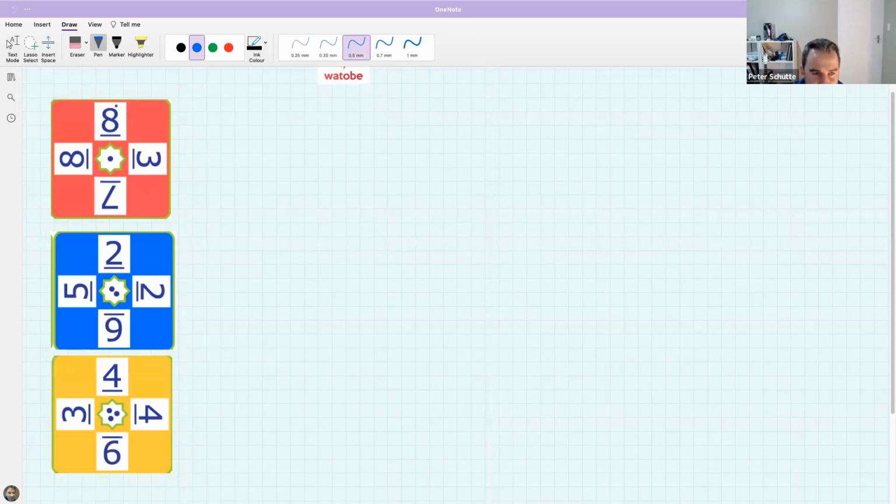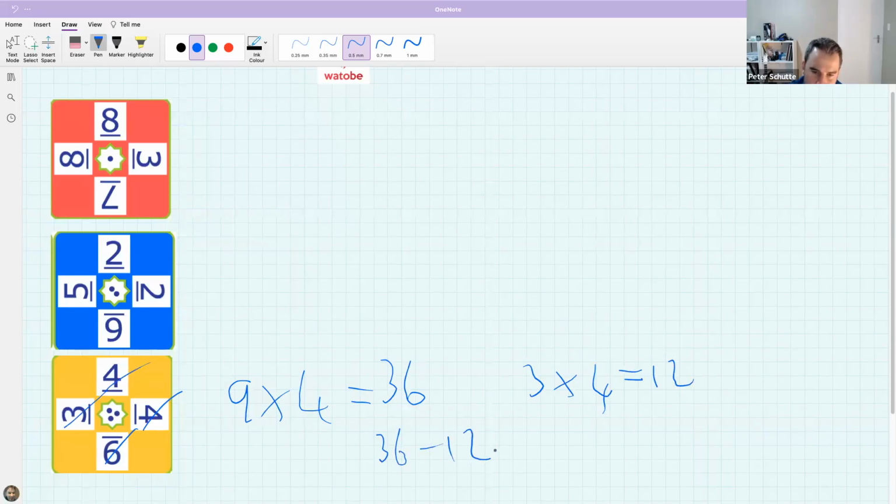So Maths 24, the way it works is you have to try and take 4 numbers and make 24 using just those 4 numbers. There are 3 levels of difficulty. The easiest is red, then blue, and then yellow. Nkosi has just given an answer for the yellow one. So 9 times 4 is 36, and then 3 times 4 is 12, so you've used up those. Then 36 minus 12 is 24. So Nkosi has claimed the yellow Maths 24 card.